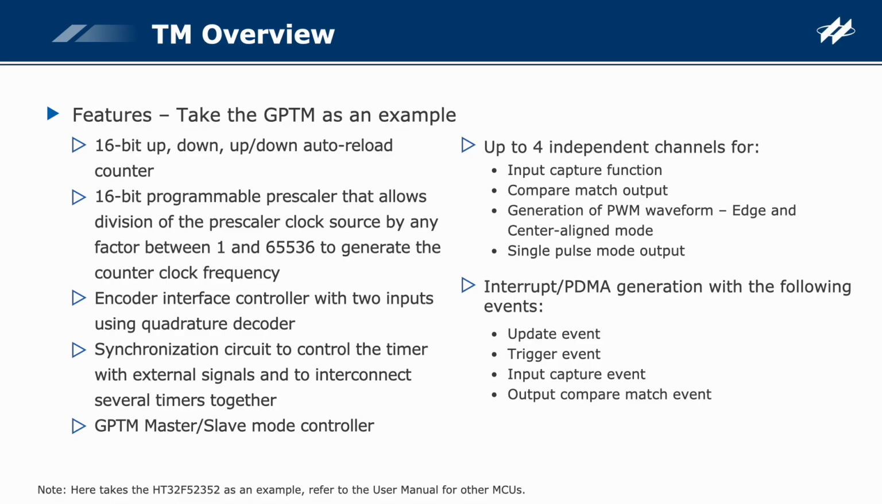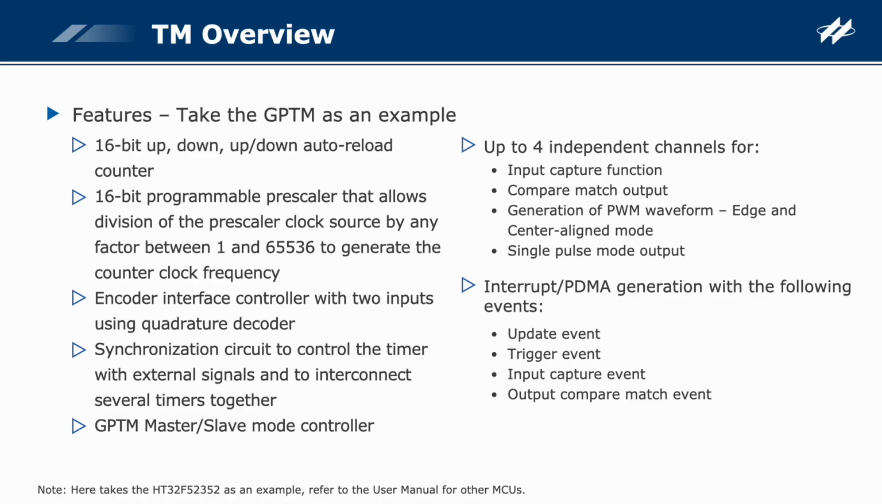The GPTM has a 16-bit up or down auto-reload counter that enables up-counting, down-counting and center-aligned counting, that is, both up-counting and down-counting. A 16-bit programmable prescaler allows the input clock to be divided by any factor between 1 and 65,536. For the SCTM, it has a 16-bit up auto-reload counter that can only enable up-counting.